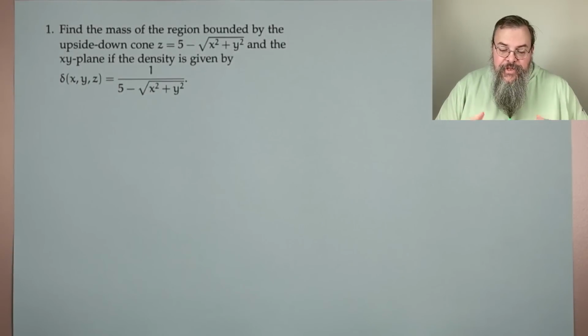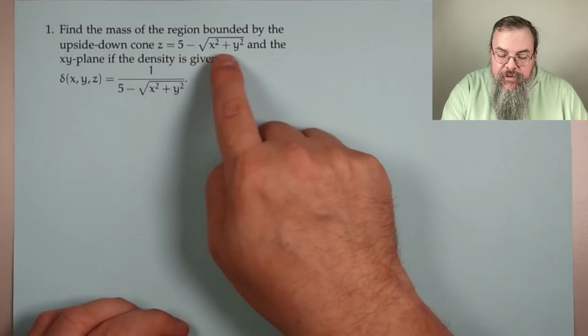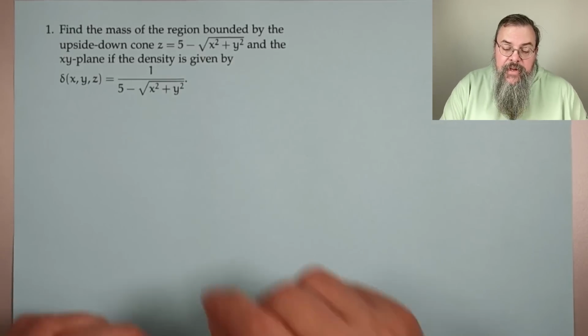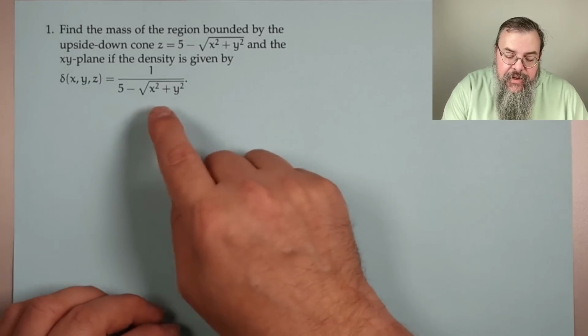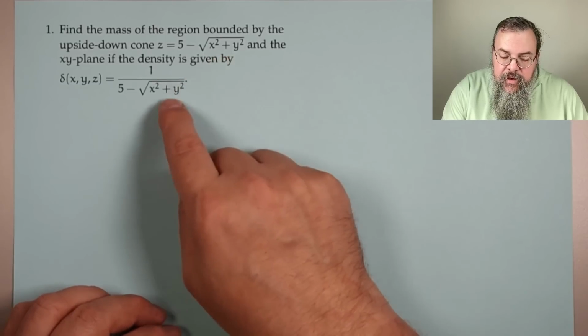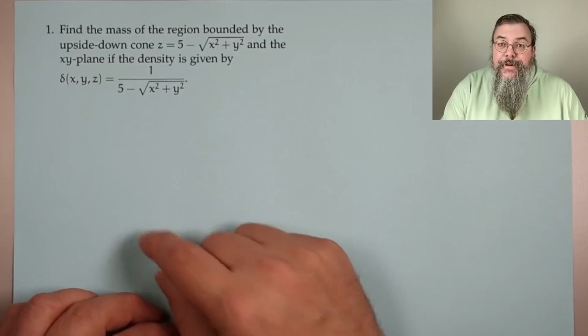Find the mass of the region bounded by the upside down cone, z equals 5 minus root x squared plus y squared, and the xy plane. If the density is given by 1 over 5 minus root x squared plus y squared. Those look suspiciously similar.